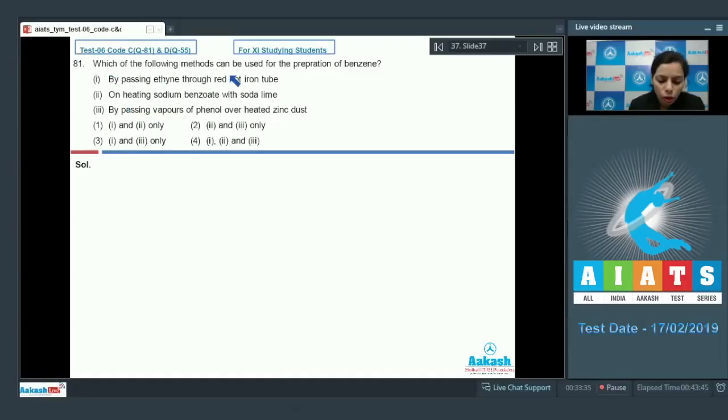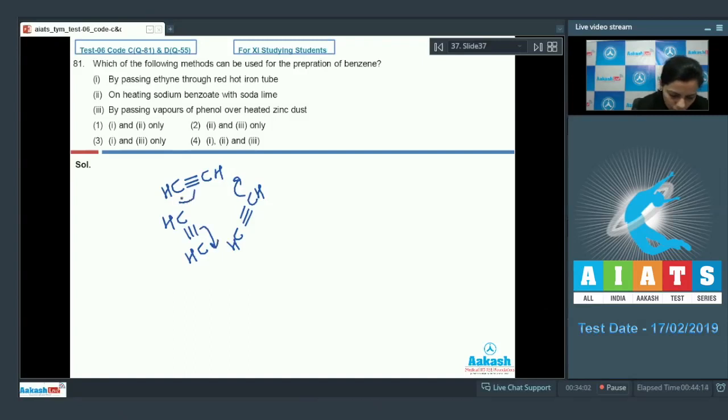Question number 81. Which of the following methods can be used for the preparation of benzene? The first one, by passing ethyne through red hot iron tube. Yes, this is the method of preparation of benzene. What happens here? In this case, you take it this way, and there is the formation of bonds in this way.